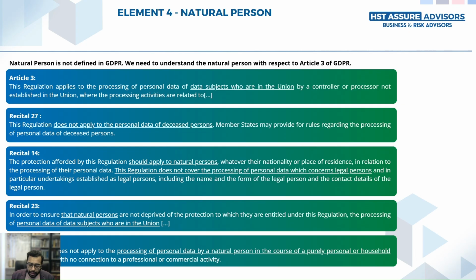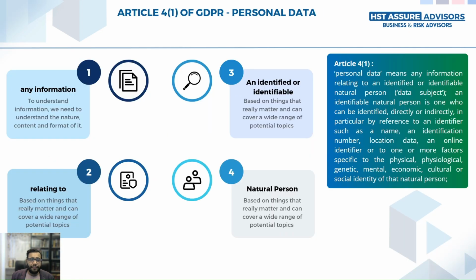Now we'll go back and read the definition again. Personal data means any information relating to an identified or identifiable natural person. In that case, it will be personal data. Okay, so we have now understood the four elements. Now we are able to distinguish personal data from other information. So this is how you need to interpret the definition of personal data.